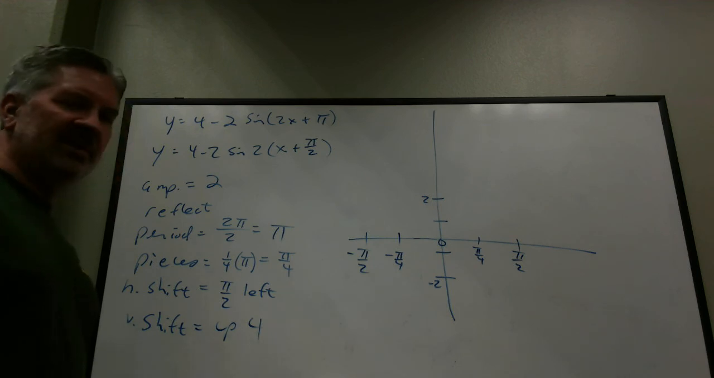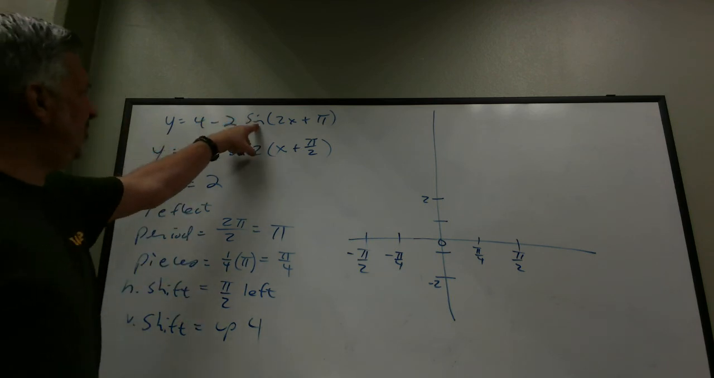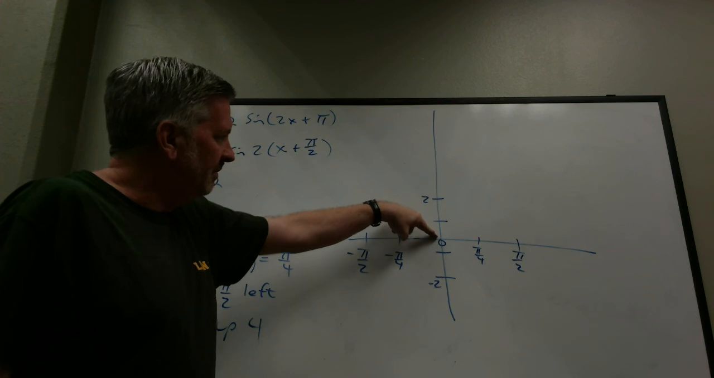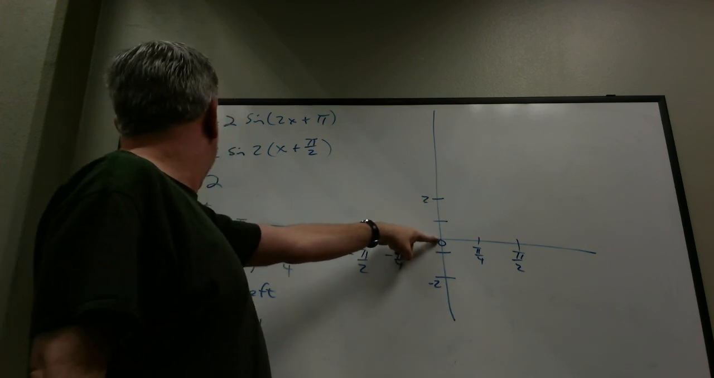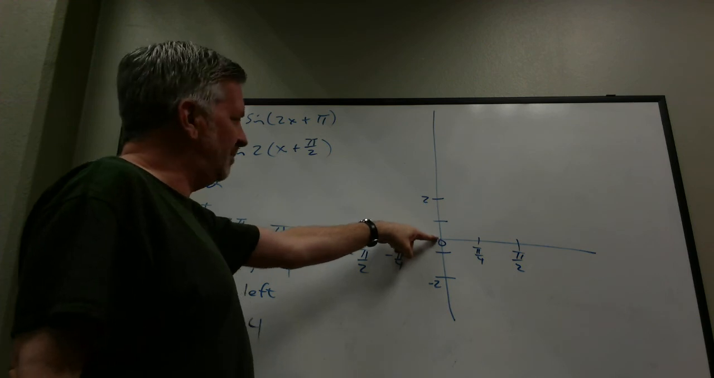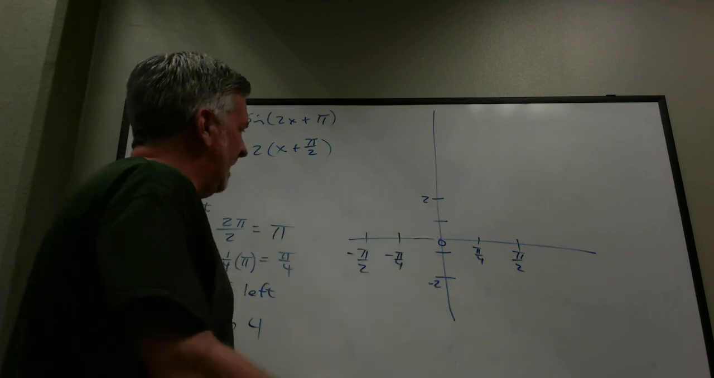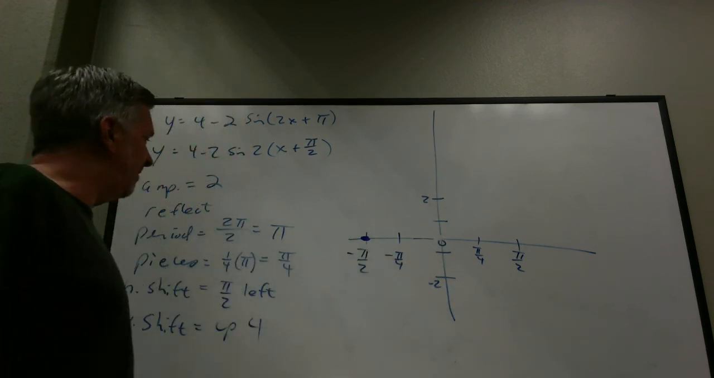Okay, now what's the next step? Once you get your scale, you ask yourself, what does the original sine graph do on the y-axis that crosses at 0, 0? Now, what did we change here? We again reflected, but this point stays here, and we shifted pi over 2 to the left. So this point is going to get moved to here, pi over 2 to the left.